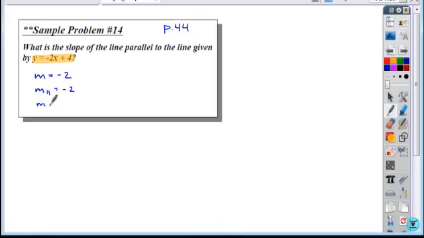What if I extended it and I asked you what's the slope of the perpendicular to this? Change the sign so it becomes a positive. Flip the fraction. 2 over 1, when you take its reciprocal, becomes 1 over 2. And so if I had extended this and asked you to find the perpendicular as well, your answer would be positive 1/2.